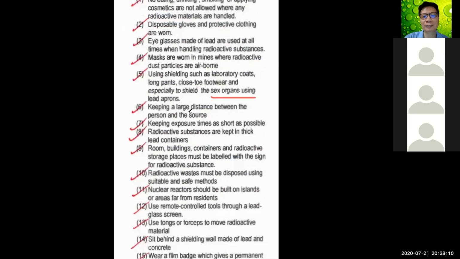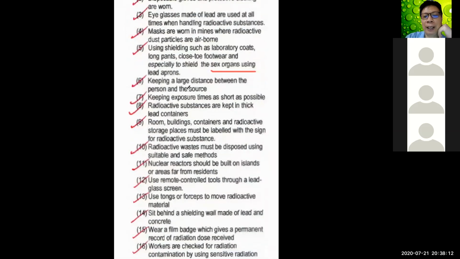Number 6, keeping a large distance. When you are handling radiation, never go so near. The best is you use remote control. Don't use your hand at all. Use robot. Keeping large distance. Number 7, keeping exposure time as short as possible. Remember, the time is very important. If you're exposed to it for a very short time, not so dangerous.